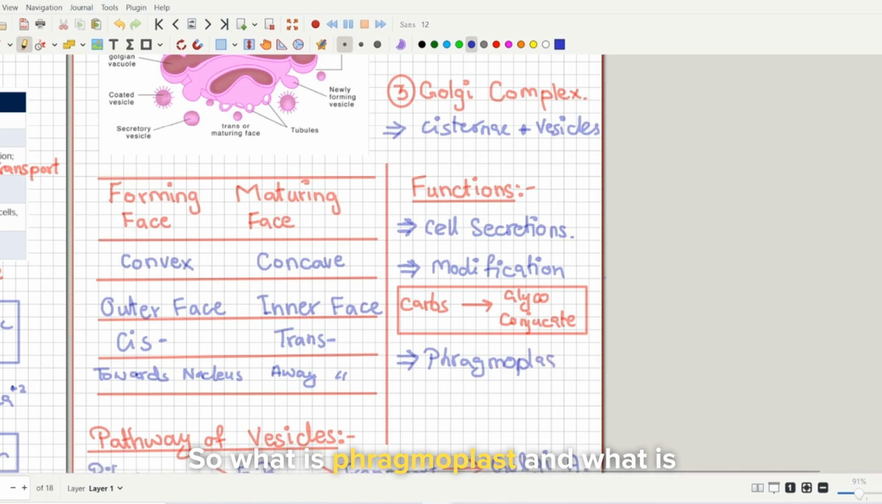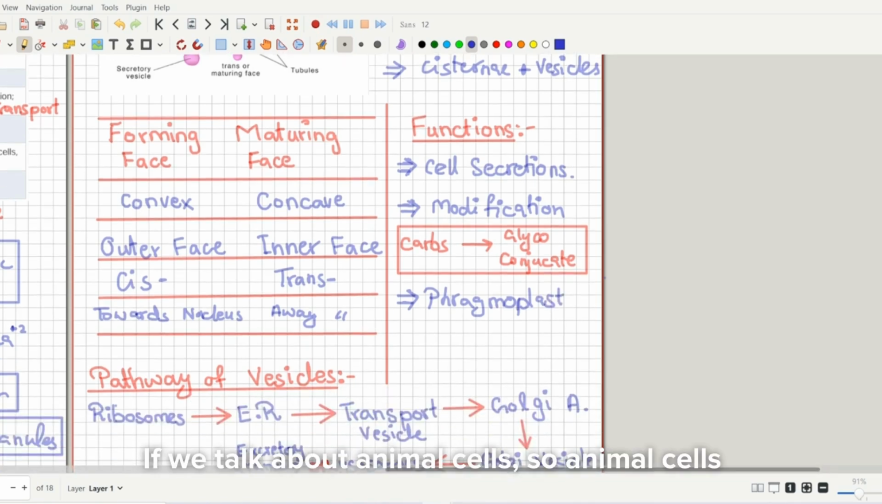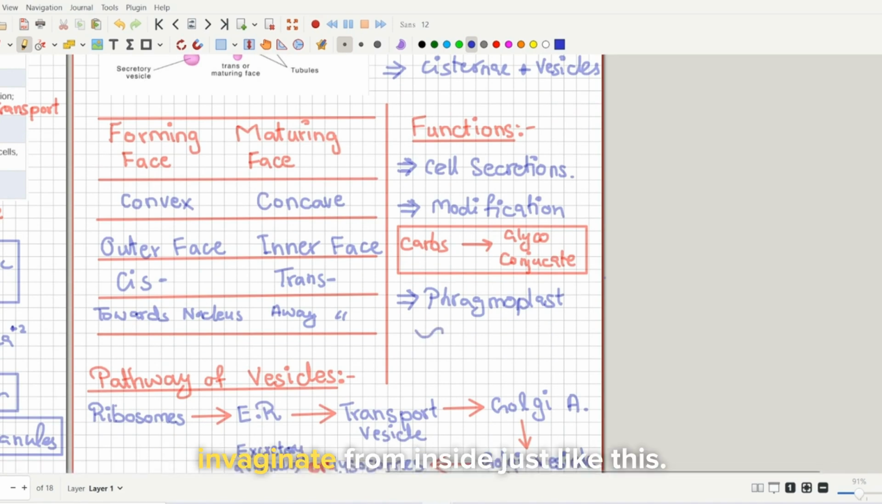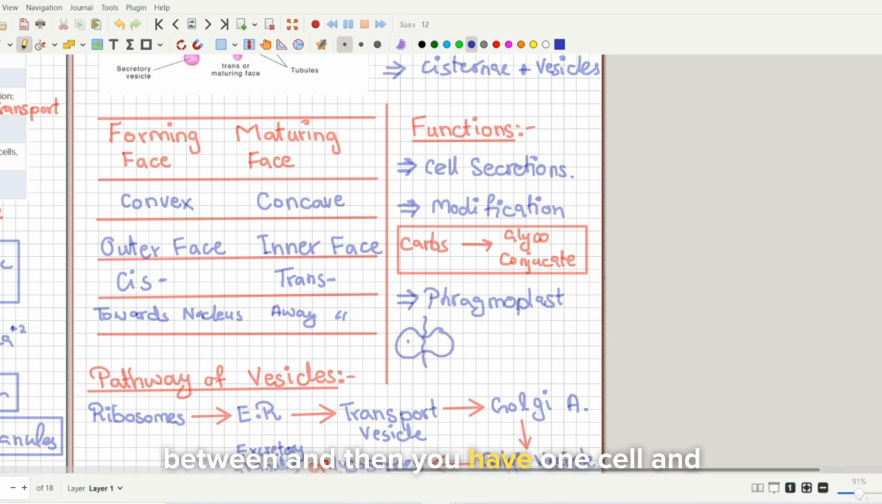So what is Fragmoplast and what is invagination? If we talk about animal cells, they invaginate from inside just like this. If it is an animal cell, then it will break from between, and then you have one cell and another cell. That's how mitosis occurs in an animal cell.